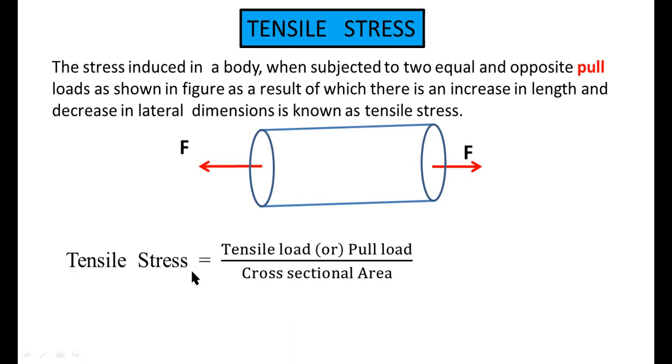The formula definition is the same, load by cross section area, and the symbol is also the same. Here F is the force acting on the body and A is the cross section area. You have to consider a positive sign for tensile stresses, because when you apply tensile loads there is an increase in length.